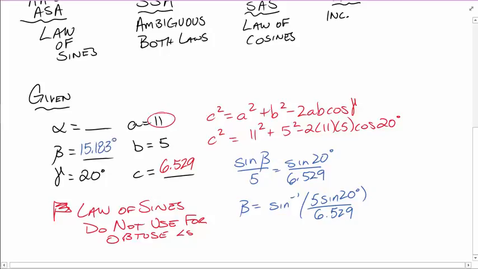I can then use the sum of interior angles equaling 180 to find my alpha. I do 180 minus the 20 minus the 15 and change, and I get 144.817 degrees. Important note there, that alpha is an obtuse angle. So if I had used, instead of the sine of beta over b, the sine of alpha over 11 and tried to determine alpha right away, I would have gotten an incorrect answer. That's something we can explore more in class tomorrow.